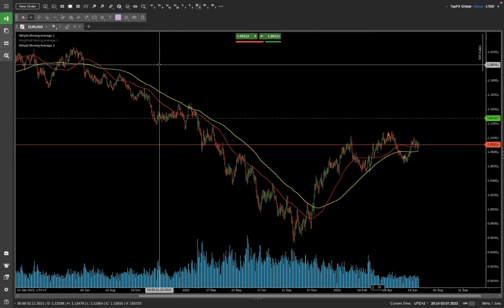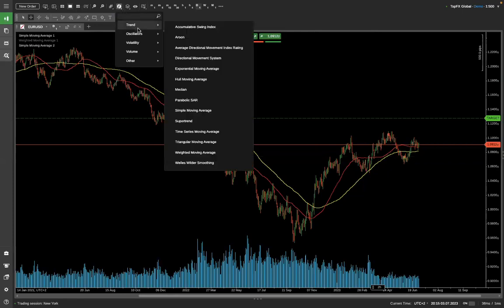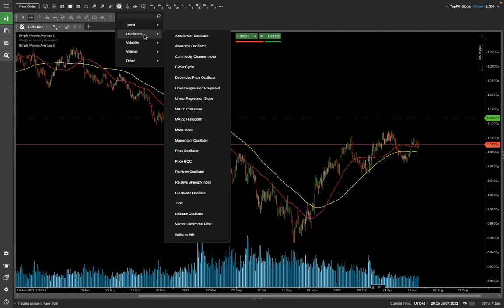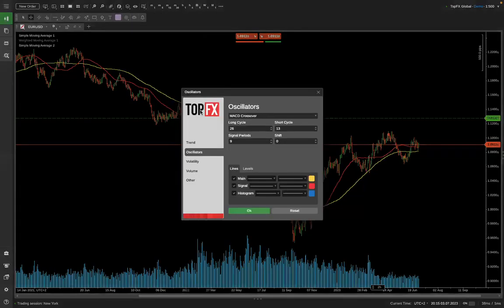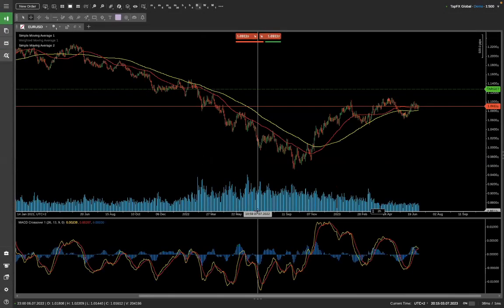So MACD, let me just briefly show you this indicator. Basically, let me just apply it on the chart. MACD. Let's say we are going to use crossover. We don't change any long cycle. We don't change any short cycle. Signal periods line stays at 9, and we click OK. So default settings are right now on the chart.